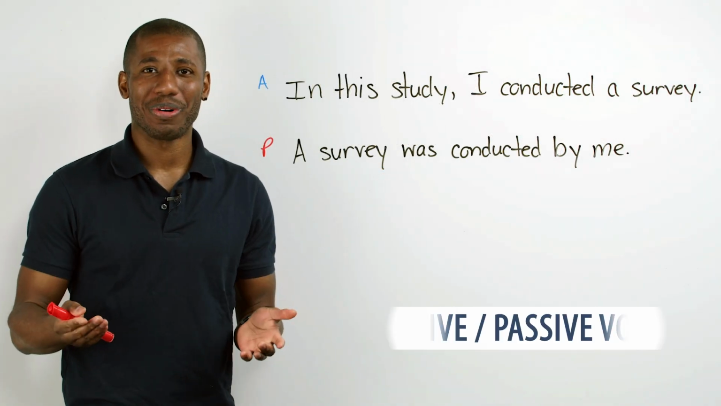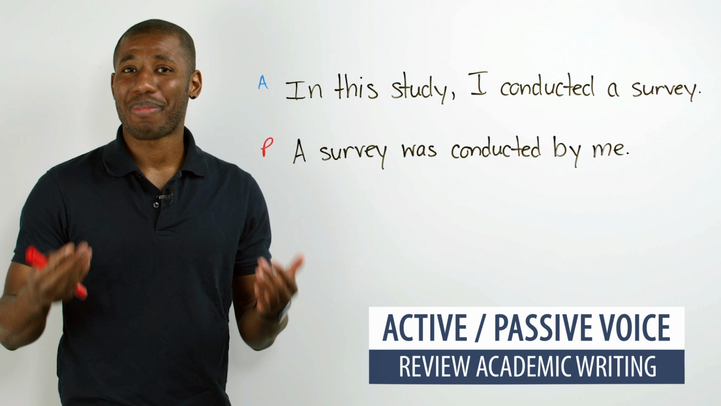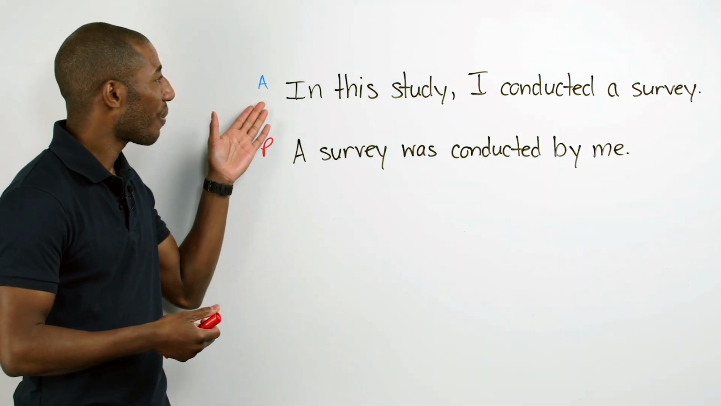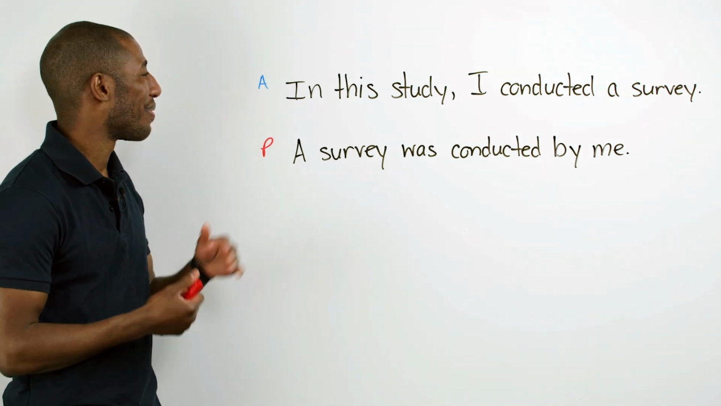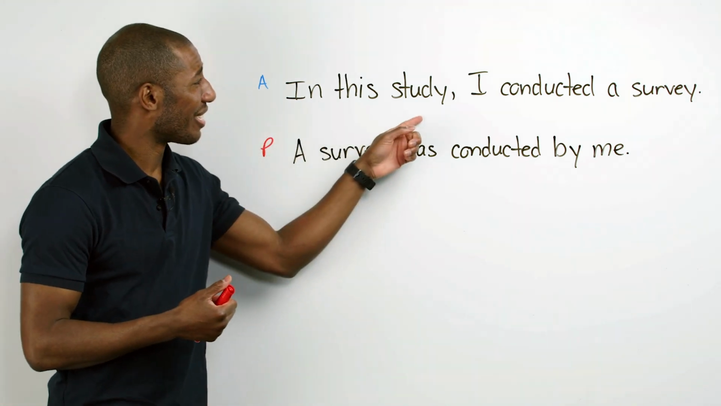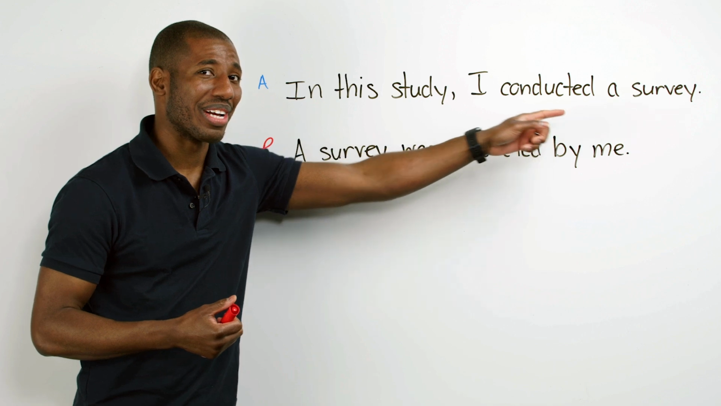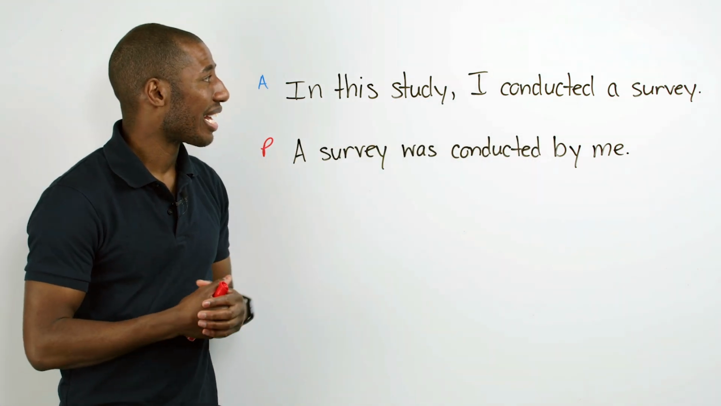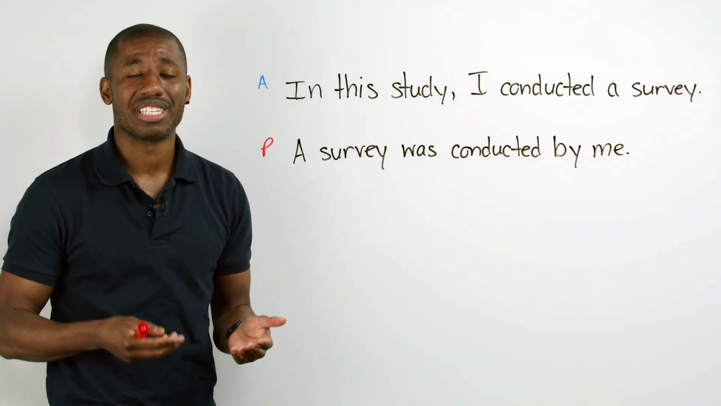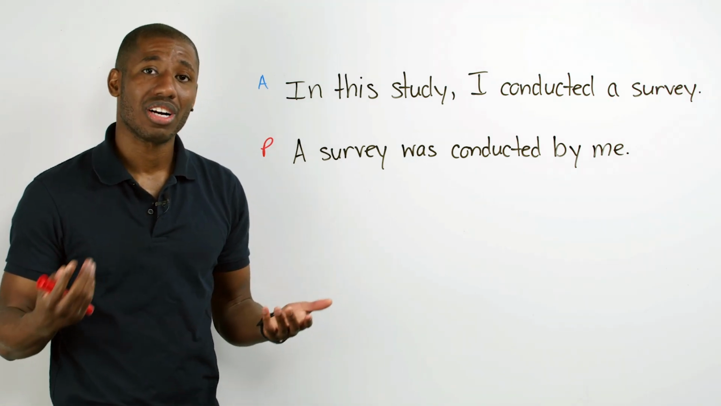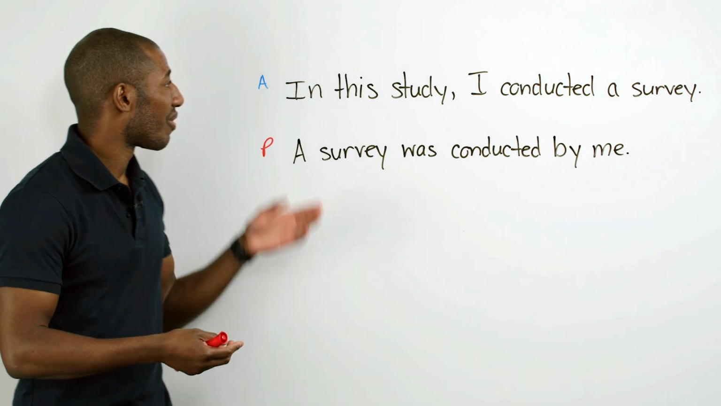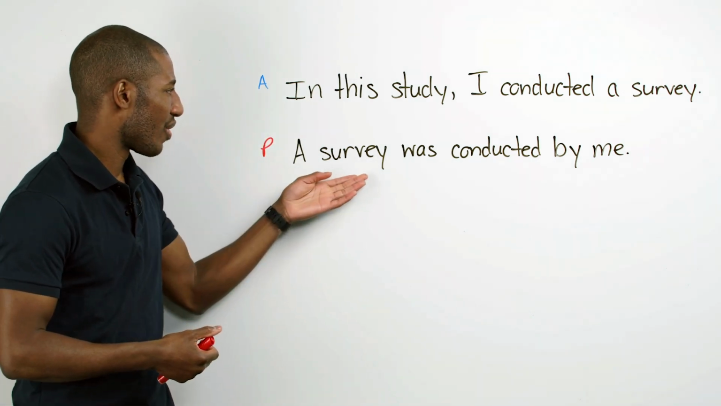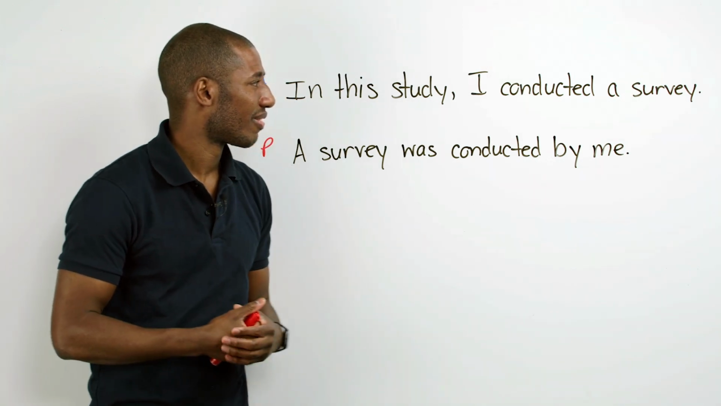For our final example, let's review using the passive voice for academic writing. Here we have a sentence written in the active voice. In this study, I conducted a survey. Whenever you are doing academic writing, it's important to leave out words such as I or me. So you can switch from the active voice to the passive voice. A survey was conducted by me.